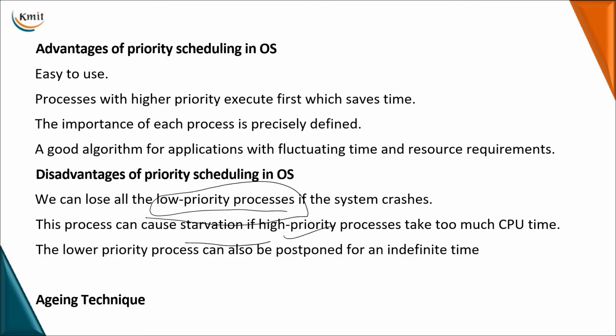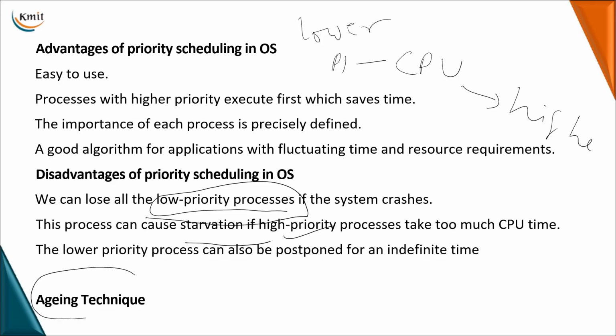So a lower priority process will be under starvation, meaning that the process will be waiting for an indefinite amount of time for the CPU. A process will go on waiting for the CPU, which will only be given to the higher priority process. So the lower priority process will be in a longer waiting state. So that is nothing but starvation. To overcome the problem of starvation, we go for a technique known as the aging technique.